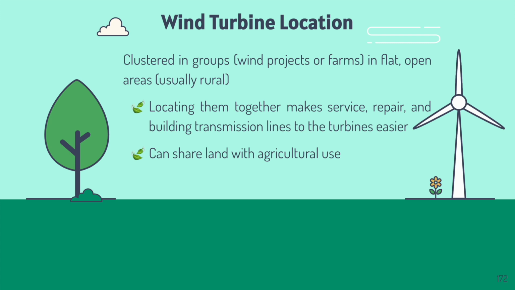Locating the turbines together makes service, repair, and building transmission lines, so lines to carry the energy from the generator of the turbine to the consumer, a lot easier. And the turbines can share land with agricultural use, so you're generating electricity as well as your crops at the same time.